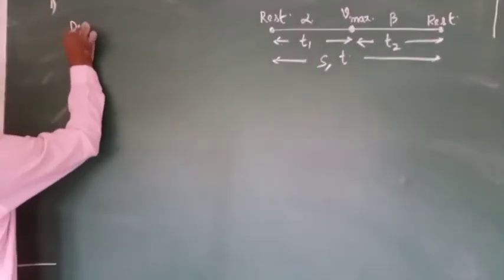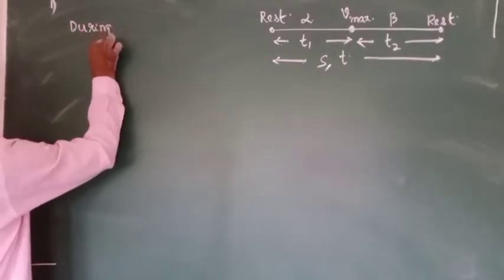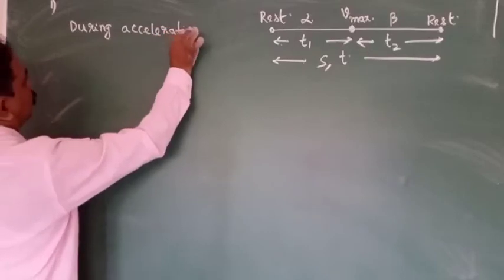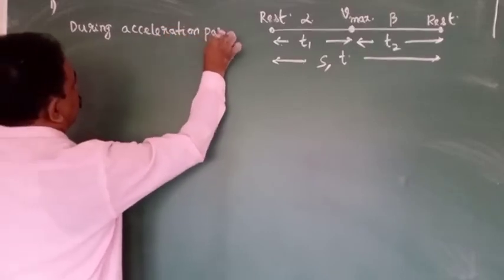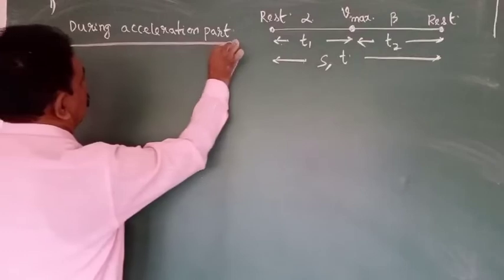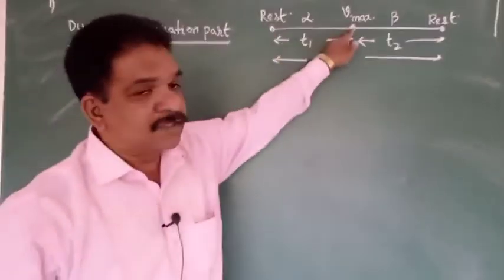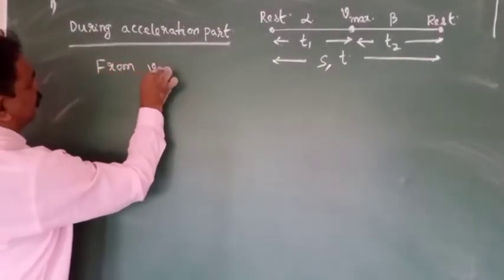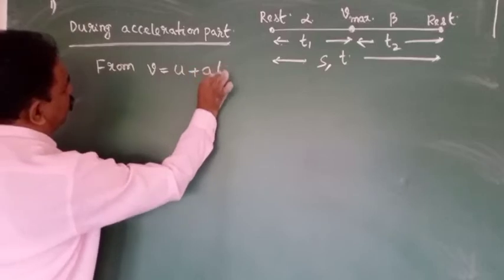First, during the accelerating part. During the accelerating part means this, okay, here to here. From V is equal to U plus AT.